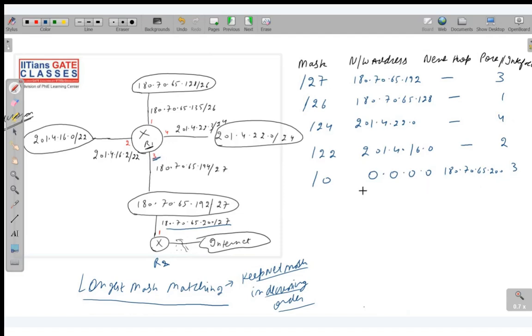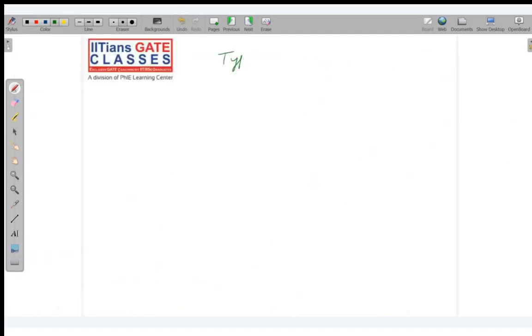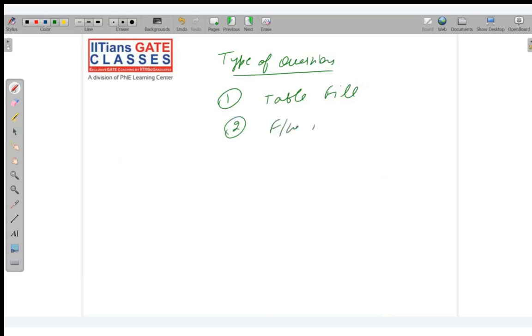Now I will tell you how these packets are forwarded. Let me first tell you the types of questions. Let me jump to the next slide. In the next slide, I will tell you which types of questions will be asked from this topic. First is table fill. They will expect you to fill the table, keeping 2-3 blank entries that you have to fill. Next is forward the packet, that means from which port the packet will be forwarded. So let me tell you that.